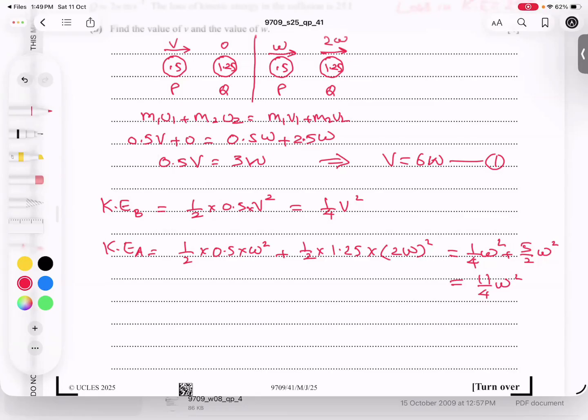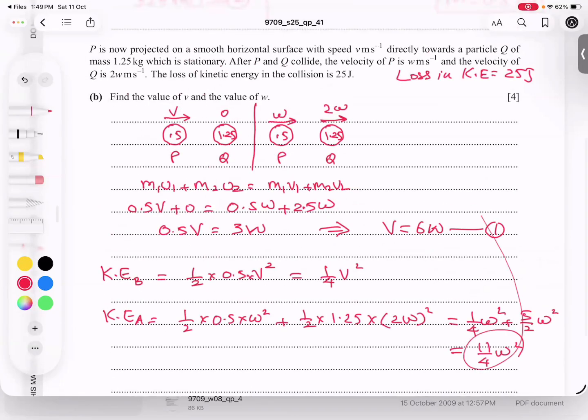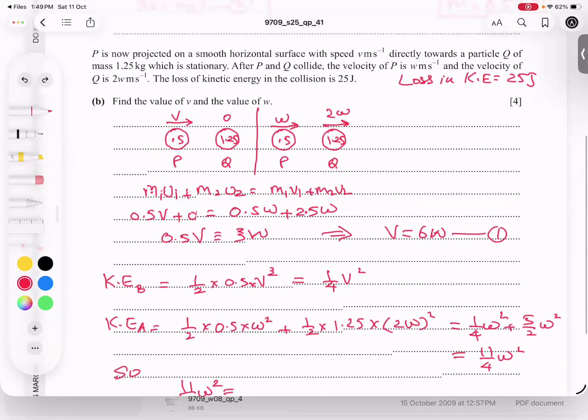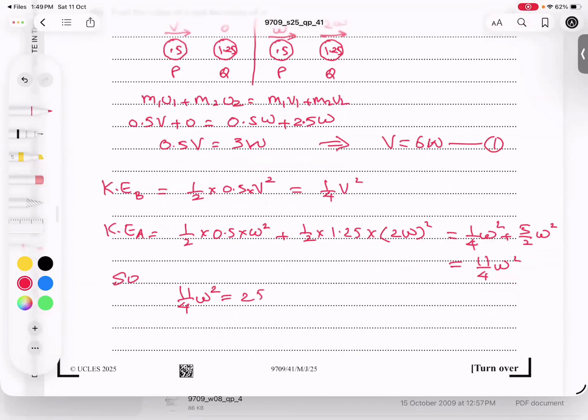Now I'm writing according to the situation, this is equal to this one. I hope the point is very clear. So 11 over 4 w square is equal to how much loss? Check it, 25. And sorry, this is a subtraction. Sorry for that. Because what does the loss mean?